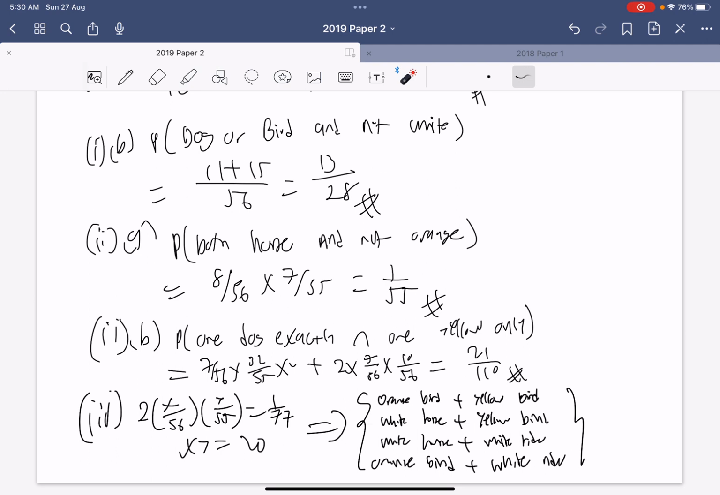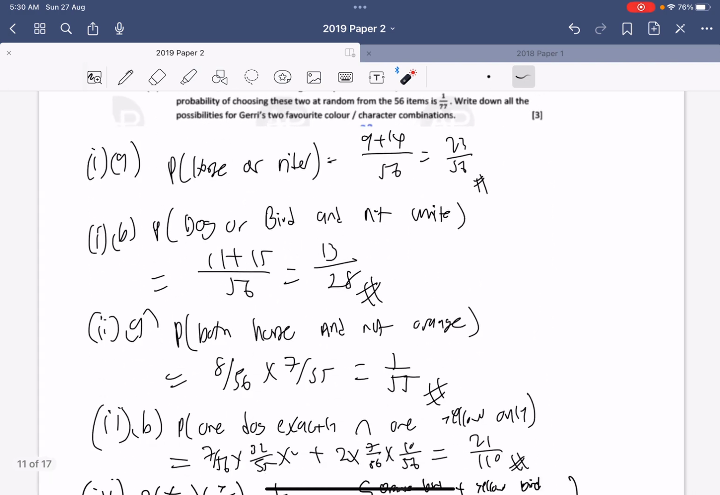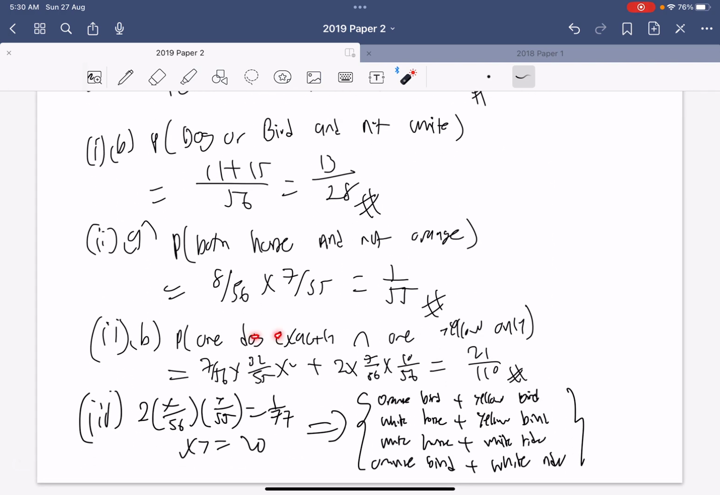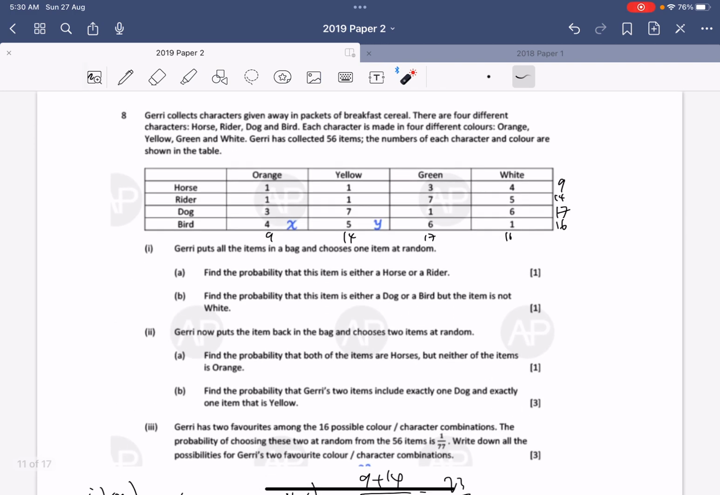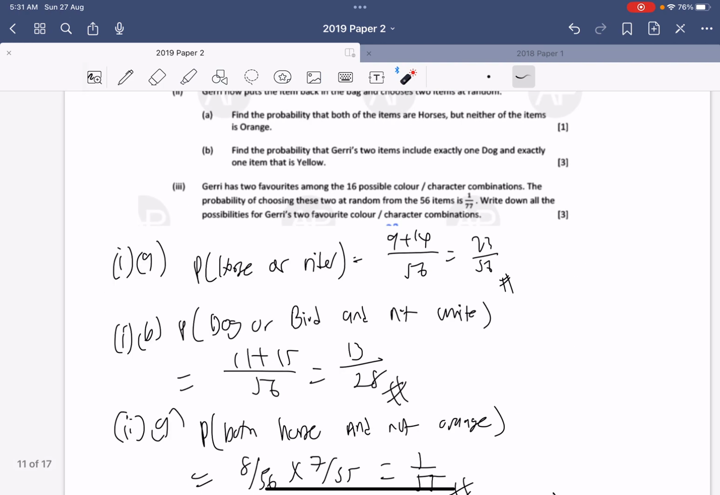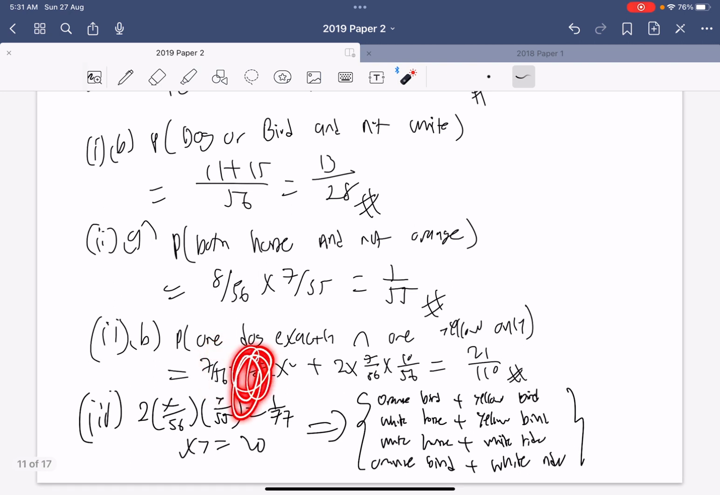Now, the probability of choosing a dog exactly and 1 yellow only. So you have two ways. You see, either the dog is yellow or the dog is not yellow. So first you choose the dog that is yellow, so that's 7 out of 56. Then times the rest of the number, which is 32 out of 55, then you times 2. Because you can either choose this one first or this one first, so you times 2.